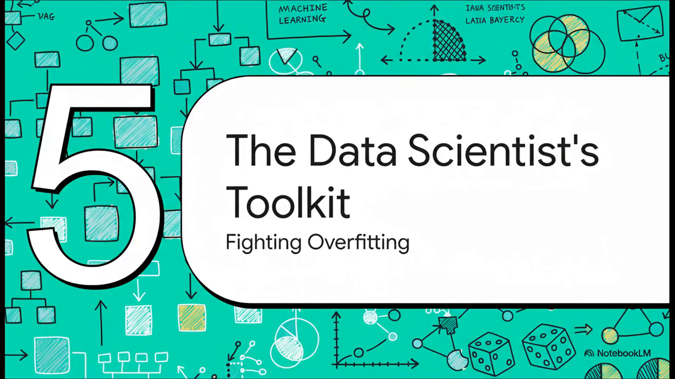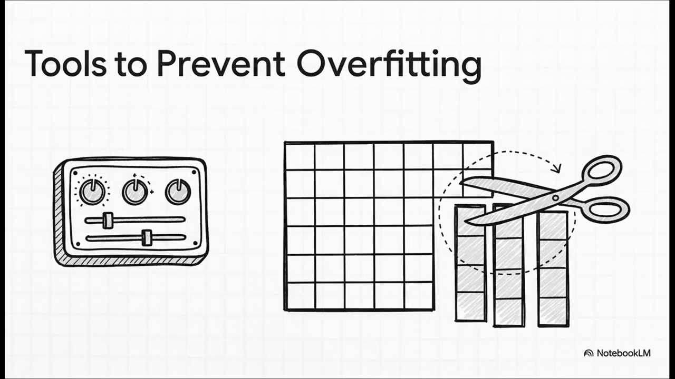So how do you find that sweet spot? How do you actually fight back against the villain of overfitting? Well, luckily, data scientists have a pretty powerful toolkit they can use. One tool is called parameter tuning. So for a decision tree, this could mean telling the model, hey, you can't create a final rule that's based on fewer than, say, 20 people. This stops it from inventing rules based on tiny, random groups.